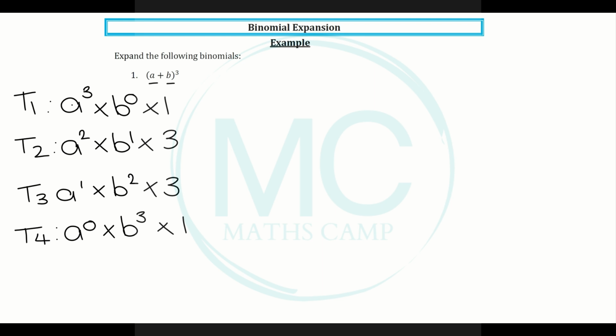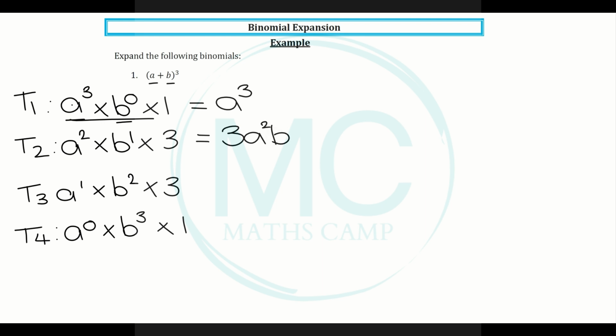Now we can multiply our values together. Anything with an exponent of 0 is 1. So now we have a cubed multiplied by 1, multiplied by 1 again. So this becomes a cubed. This is our first term. For our second term, we have 3 a squared b.